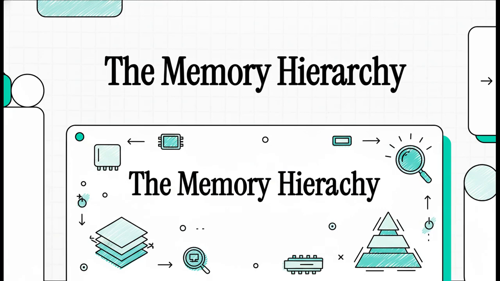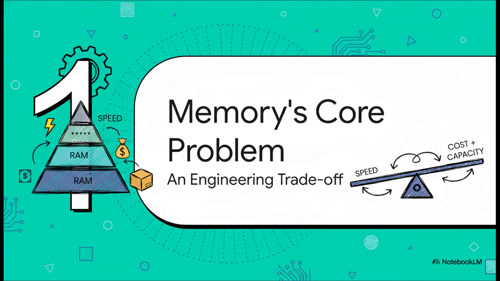Ever wonder what really happens with your computer's memory when you click on something? It's easy to picture it as just one big storage bin, right? But the reality is way cooler. It's actually this incredibly clever, multi-layered system. Today, we're going to pull back the curtain on one of the most elegant ideas in all of computer engineering, the memory hierarchy.